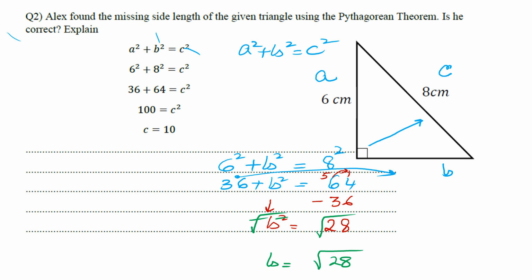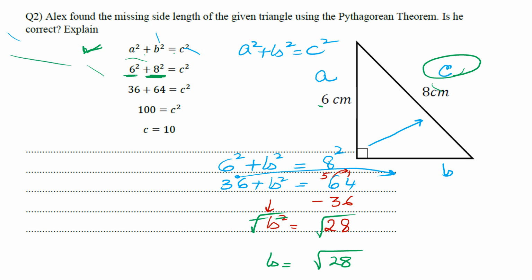Now, let's check his work and we will see what his mistake is. So what did he do? He wrote A square plus B square equals C square, which means that the formula is correct. Now he labeled 6 square, that is A, as 6 square, and 8 square he said is B square. Whereas this is actually C square.